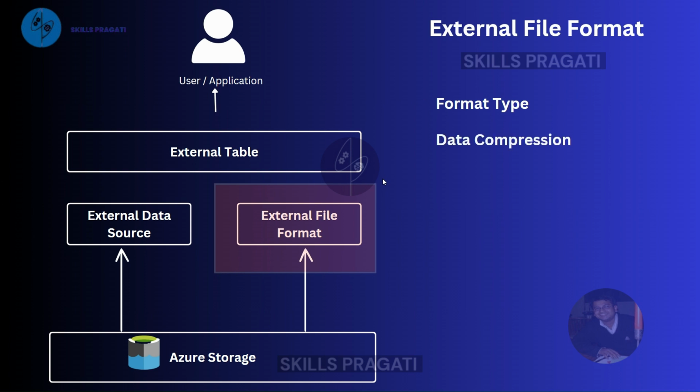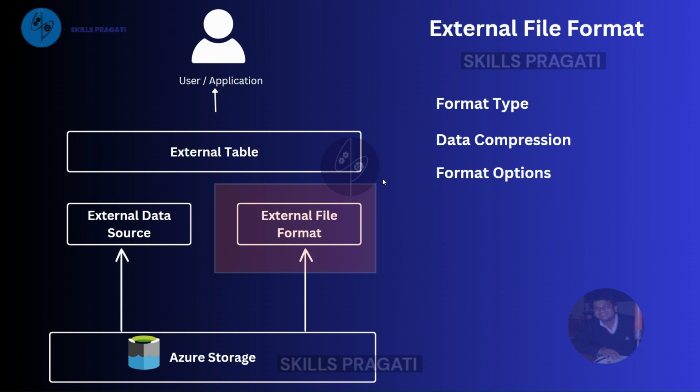Data compression can take the values of compression format applied to the files. Delimited text could be of gzip or deflate codec, and Parquet and Delta could be of gzip or snappy compression. And the third parameter, format options, is only available for delimited files. This helps us define the field terminator, encoding, and so on. Amongst these three parameters, only format type is mandatory and the other two are optional parameters.